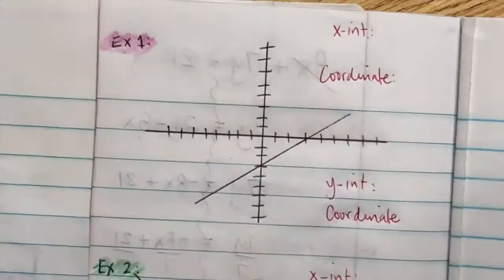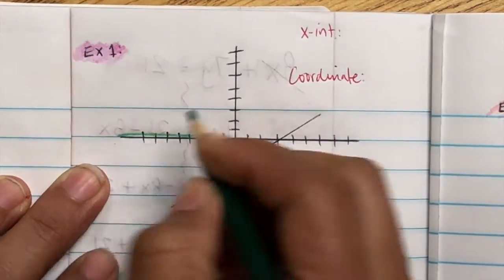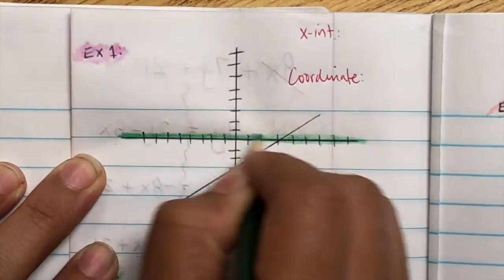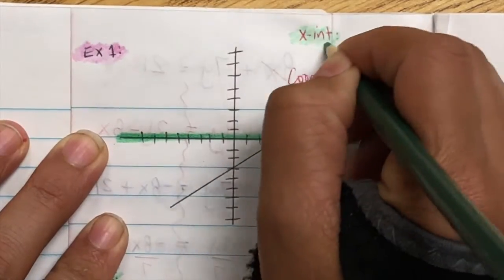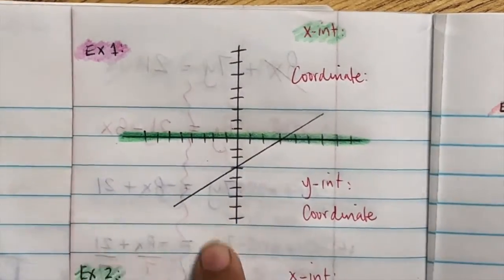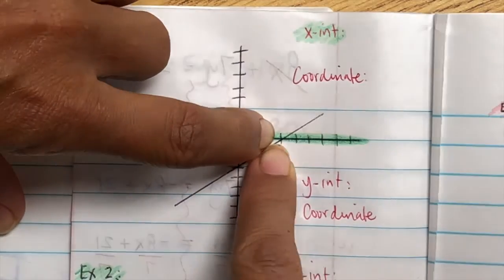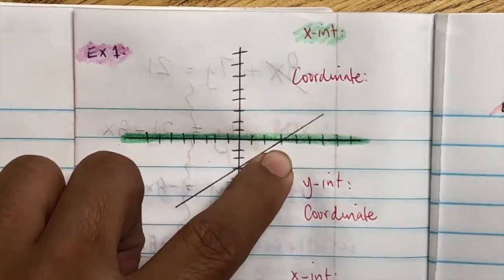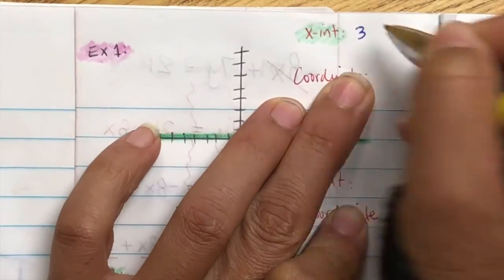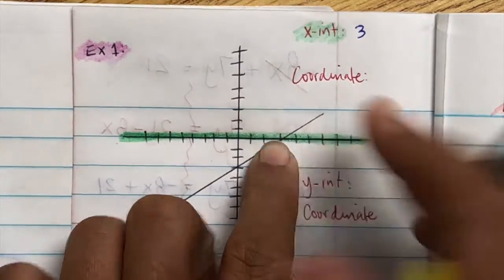All right, let's talk about the x-intercept. We're going to draw the x-axis, which is a horizontal line, and then we're going to take a look at where the line is crossing that. So I'm going to trace it with my finger, so just pay attention. It crosses right there. That's where it crosses the green line. So count that. That's 3. That's the x-intercept, where it crosses the green line.